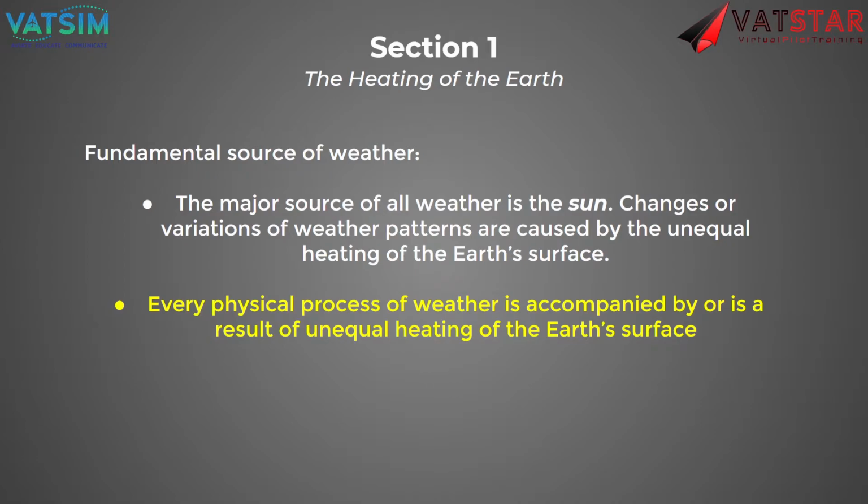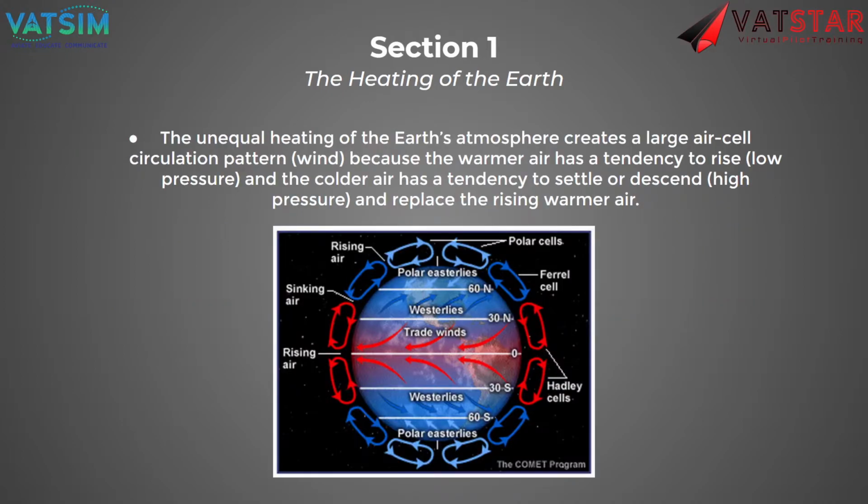Because of these differences in heat, you get air masses that are heated differently, and they cause weather to start moving. Every physical process of weather is accompanied by or a result of unequal heating of the surface of the Earth. Because of that, the Earth gets hit with the most direct sunlight at the equator, so the air at the equator becomes heated up the most. When air becomes hot, it rises.